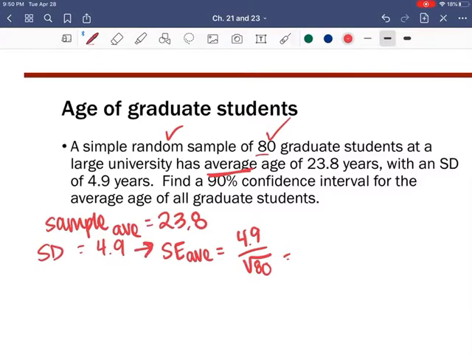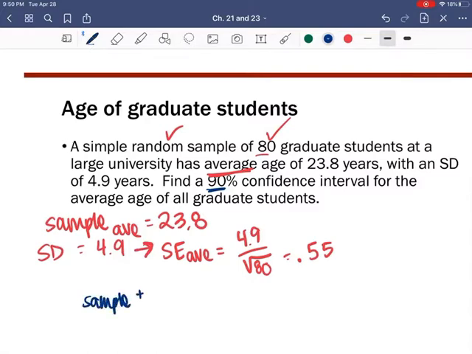Typing it into my calculator. 4.9 divided by the square root of... oh dear, I didn't type it in right. Okay, that is 0.55. And now we are asked to construct a 90% confidence interval.